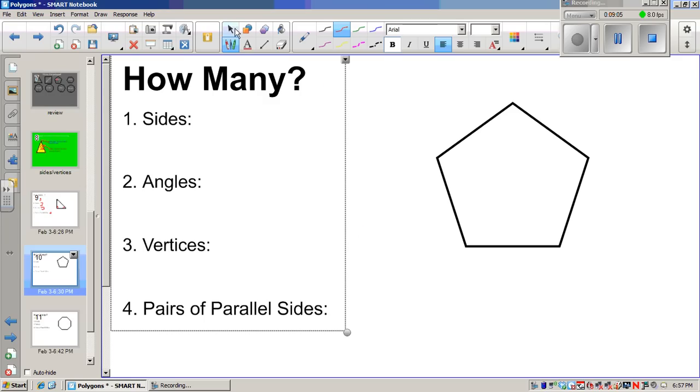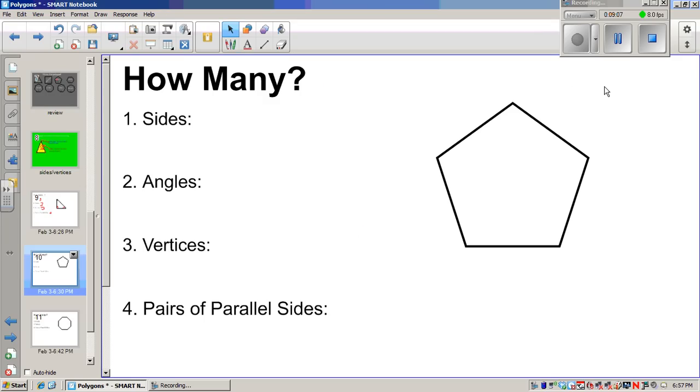Right, so here is another one. Pause the video now and fill out these numbers. Okay, so this is a pentagon. So it has five sides. How many angles does it have? One, two, three, four, five. Okay, so five angles.